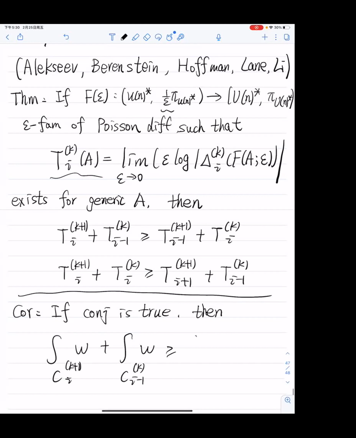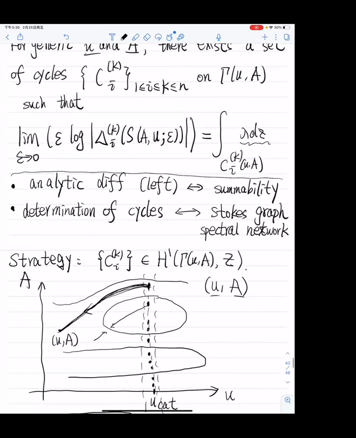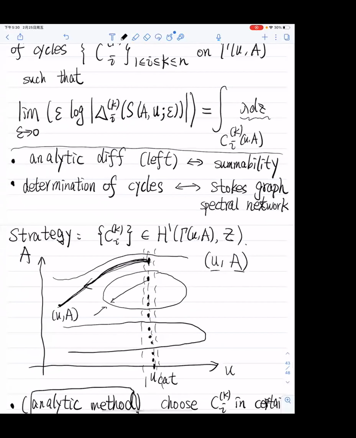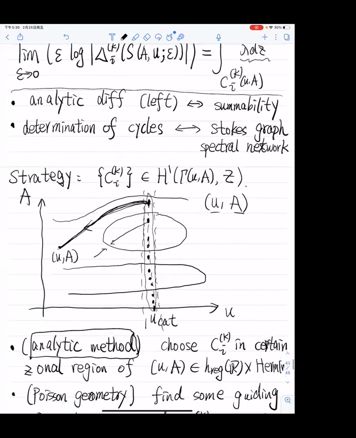Okay, if I can have one more minute, I'm going to give one more comment. This is a very strong constraint if you think of it. What we want to do is compare the analytic data with some algebraic data. We first determine how the cycles look like in some region, and we want to extend. As we extend the cycles, there is some guiding principle which we propose, which is inequalities.